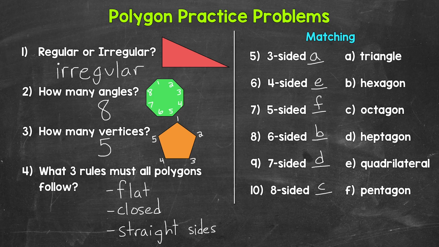Moving on to matching, number 5, a 3-sided polygon is called a triangle, so A. Number 6, a 4-sided polygon is called a quadrilateral, so E. Number 7, a 5-sided polygon is called a pentagon, so F. Number 8, a 6-sided polygon is called a hexagon, so B. Number 9, a 7-sided polygon is called a heptagon, so D. And then lastly, number 10, an 8-sided polygon is called an octagon, so C.